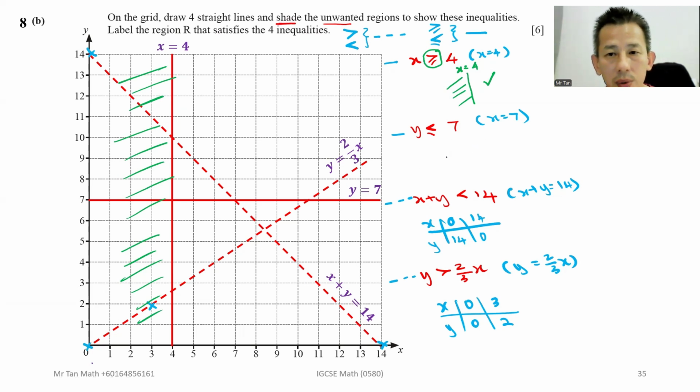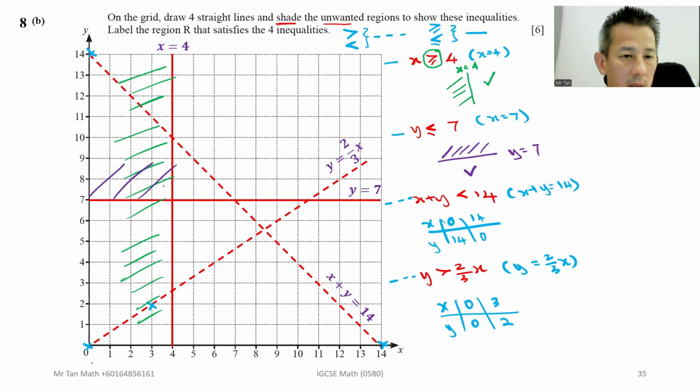Then y equal to 7. This is y equal to 7. Then less than, you want this side. So you shade this one. Okay, everything here you just shade. Everything above the line you just shade.